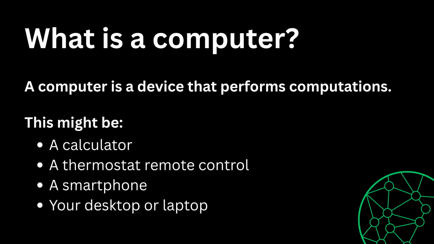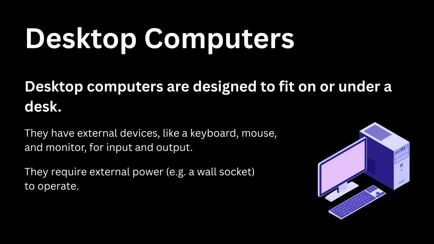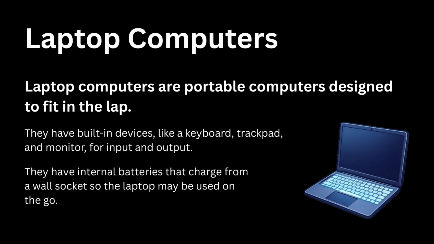A computer is a device that performs computations. This might be a calculator, a thermostat remote control, or a smartphone. In our case, we're talking about a desktop or laptop computer. A desktop computer is a large box designed to fit on or under a desk. It has external devices like a monitor, keyboard, and mouse. It must be connected by a power cable to a wall socket to operate. A laptop is smaller, designed to fit in your lap. They have built-in monitors and keyboards and often have a built-in trackpad to replace the functionality of a mouse. Because they have internal batteries, they can be charged at a wall socket and then used on the go.